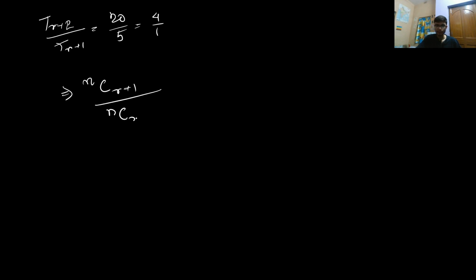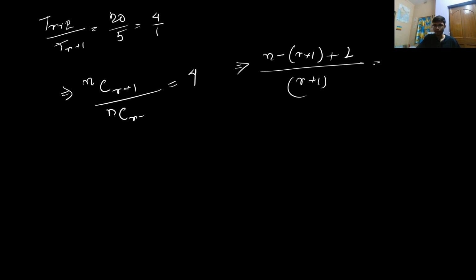Now the second case: if you look at T(r plus 2) divided by T(r plus 1), they are in the ratio 20 by 5, which is equal to 4 by 1. So this is nC(r plus 1) divided by nCr, and this is equal to 4. If you simplify, this becomes n, and in place of r you put r plus 1, so this will be (n minus r plus 1 plus 1) divided by, in place of r, r plus 1, and this is equal to 4.